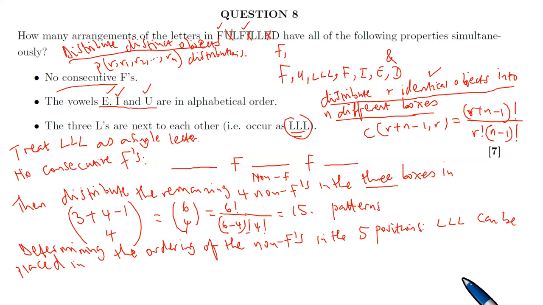Right, so try to think of that. Okay, we'll look at that carefully, but I want to mention a couple of things. I was then saying the non-Fs in the five positions, if you count one, two, three, four, five. So the non-Fs can be placed in the five positions.